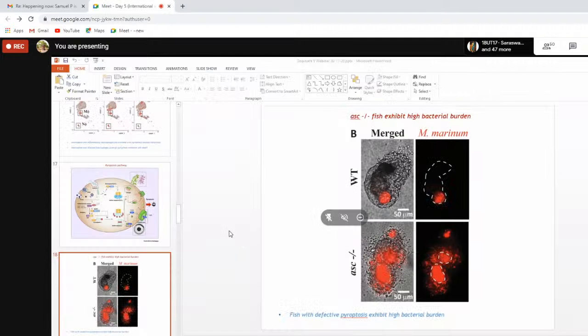And we observed this to be the case when you knock out the gene ASC that I mentioned earlier from the fish, which is important for pyroptosis. You could see that the granuloma from ASC knockout fish exhibited very heavy bacterial burden. So this says that neutrophils undergoing pyroptosis is essential for bacterial control. Next slide, sir.